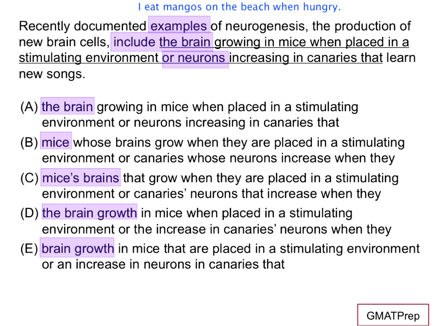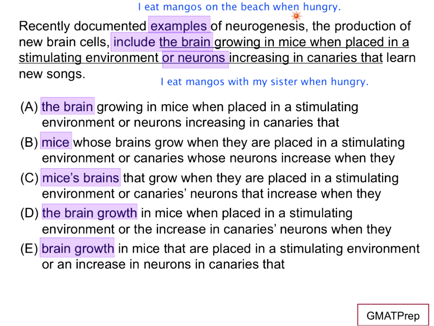And even if I changed it a little bit to say, I eat mangoes with my sister when hungry, this would mean when we're both hungry, or still all the way back to when I'm hungry. So take a look at the original sentence that we've got up here. Examples include the brain growing in mice when placed in a stimulating environment. The when placed is not talking about the mice. It's right next to the mice. Logically, it should be talking about the mice. We should be placing the mice in the stimulating environment. But that's not what the structure is saying.